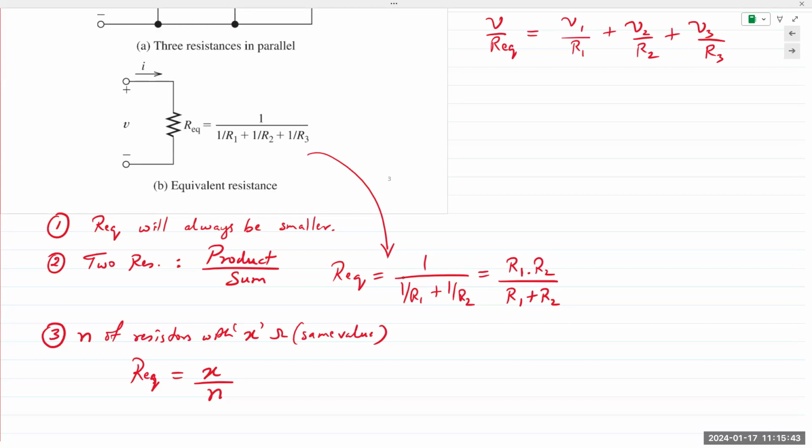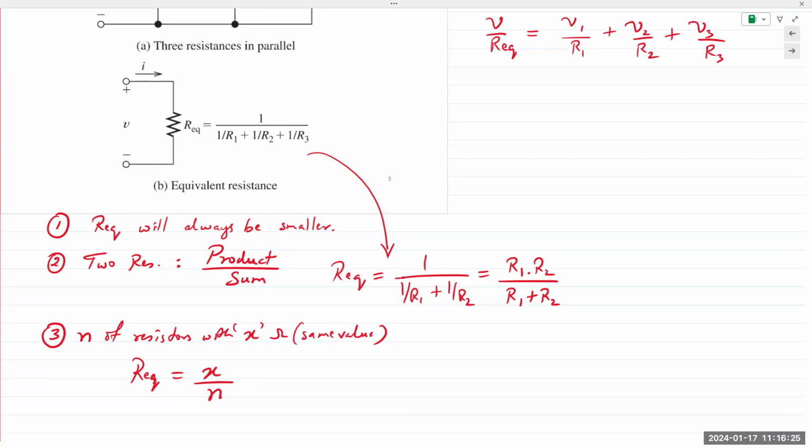10 and 10 in parallel, simply 10 divided by 2, 5 ohms. 1 over 10 plus 1 over 10, reciprocal gives you 5. 20, 20, 20, 20, 20, 5 20 ohm resistors in parallel, 20 divided by 5. And you can try it out using the standard equation. It'll always be X over N. So it's a shortcut. Okay, it's just a shortcut, but it's something to keep in mind.